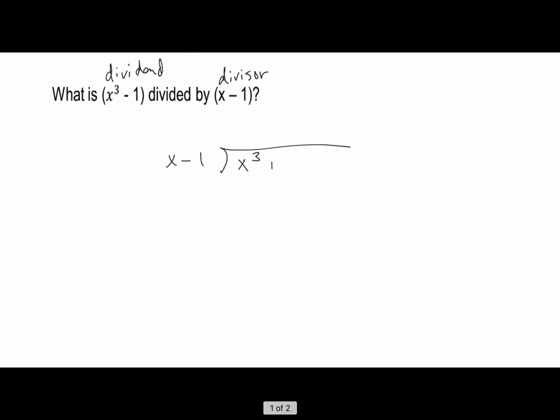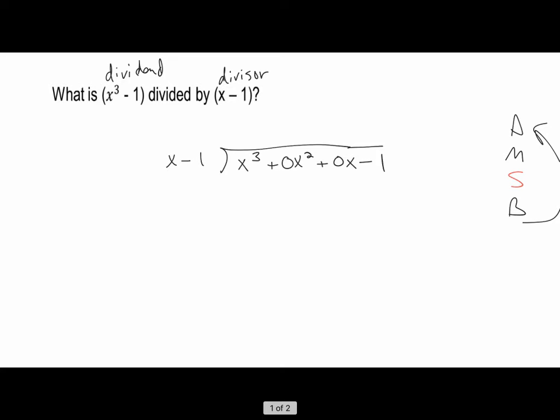It has no x squared term and no x term, and we need to fill those terms in with zeros just to hold their place. It'll make it easier for us to follow the process of long division so that we don't get confused with where we're putting things. It will allow us to keep everything lined up by term.